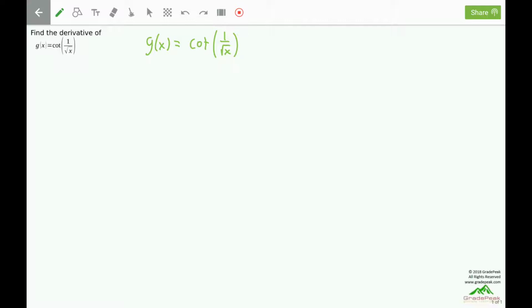Since there is a radical involved, I'm going to rewrite that as cotangent of 1 over x to the first power and then square or second root, so x to the 1/2. Now, since we have a constant 1 divided by that x to the 1/2, I can rewrite this using a negative exponent, so this can also be rewritten as cotangent of x to the negative 1/2. Now we're going to take the derivative.